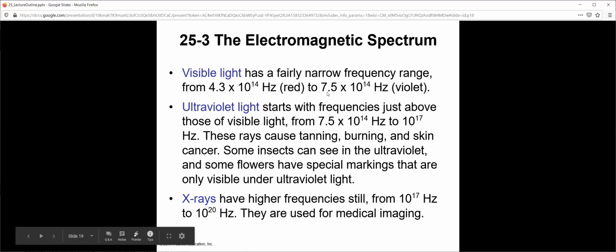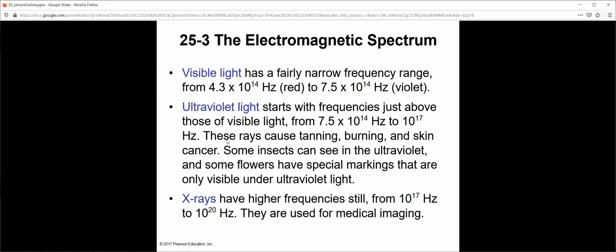Visible light, I'm sure you're familiar with that. UV here, tanning, burning, skin cancer, stuff like that. Funny enough, again, as you guys are bios, you should understand this. Animals can see outside the visible light spectrum.